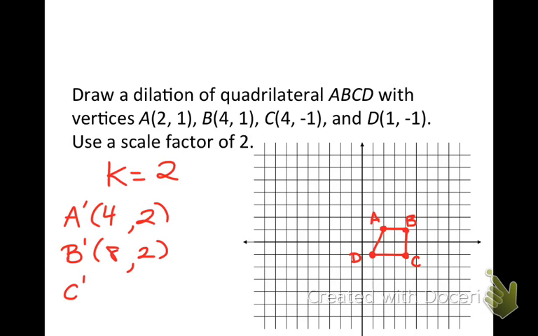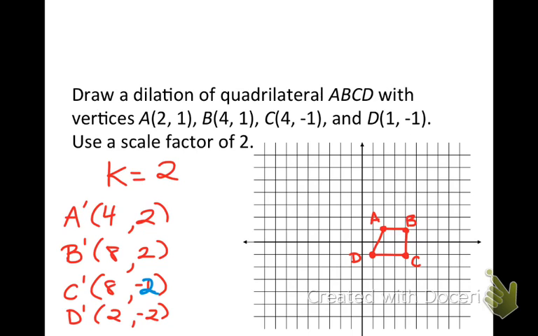This is like a transformation, right? Just like we did in chapter 4. My image of C will be 8, negative 1. And my image of D would be 2, negative 2. So now let's go over to our graph and plot those points and label them. Isn't 2 times negative 1 negative 2? Yes. Oh yeah, why did I put 1? Thanks. Change that. Make sure that's 8, negative 2. Good catch, Kyle.